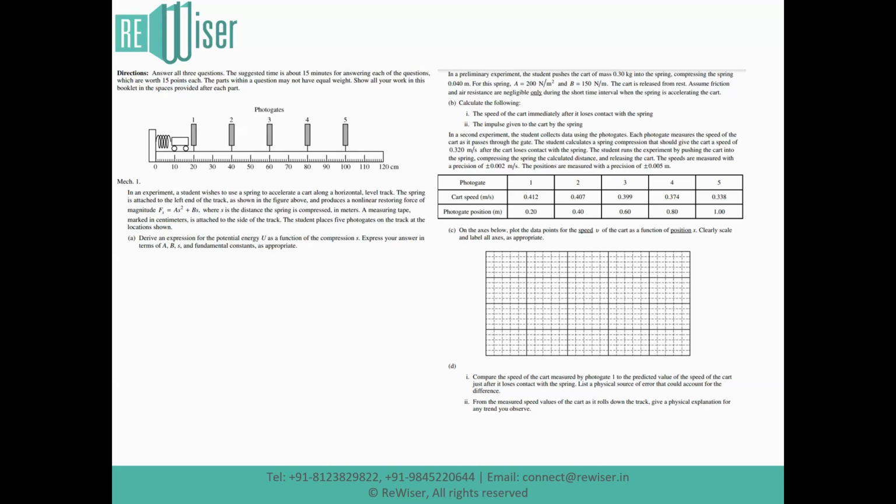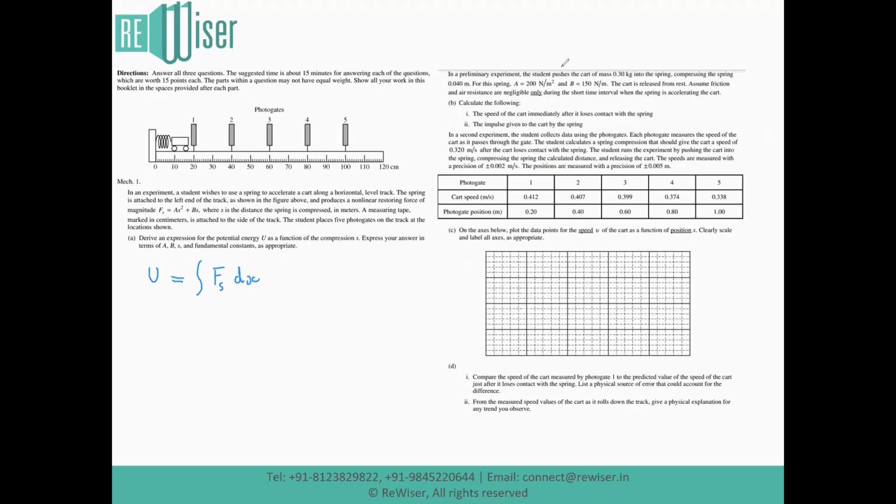Derive an expression for the potential energy U as a function of compression s. Express your answer in terms of a, b, s, and any other fundamental constants. Here we notice that the potential energy stored is a function of the restoring force F. In fact, the potential energy is the integral of the restoring force Fs, integrated with respect to x, where x is the displacement.